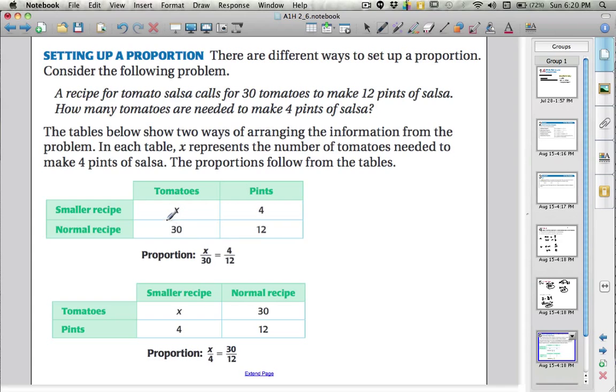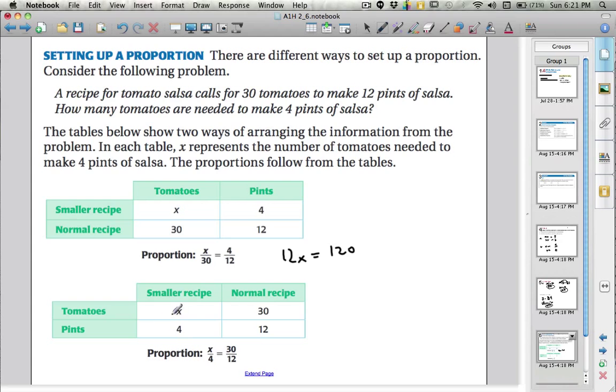And what you can see here is that when I make a proportion for tomatoes, smaller recipe to normal recipe, and number of pints, smaller recipe to normal recipe, I come up with this proportion. But you can see I'm always relating like things to like things, tomatoes to tomatoes, pints to pints. That's great. And then when I cross multiply, I'll get 12x is equal to 4 times 30, which is 120.